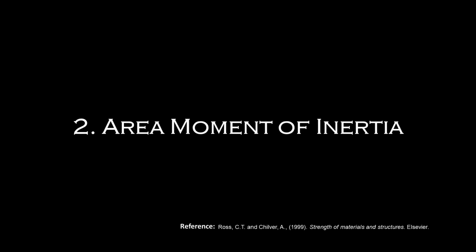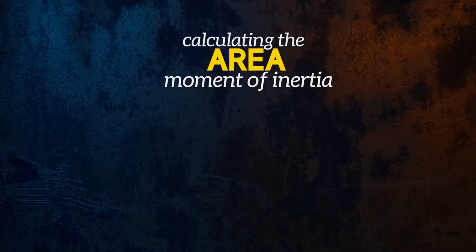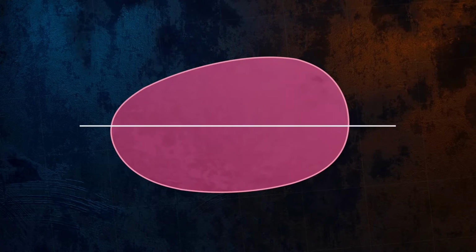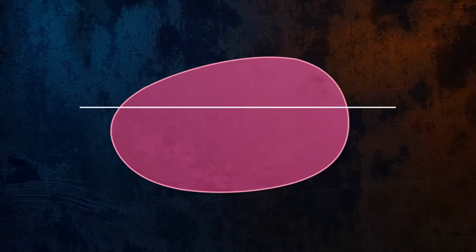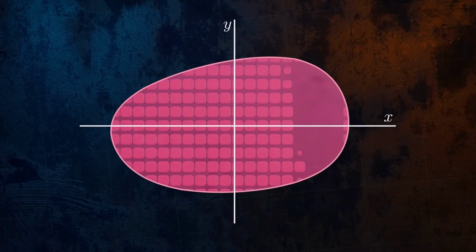Now we are going to take a detailed look at the area moment of inertia. Let's start by seeing how it can be calculated for an arbitrary cross-section. The first thing to note is that the area moment of inertia is not a unique property of a cross-section. It quantifies the resistance to bending about a particular axis, and so its value changes depending on where we place this reference axis.